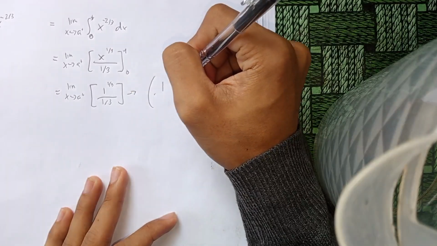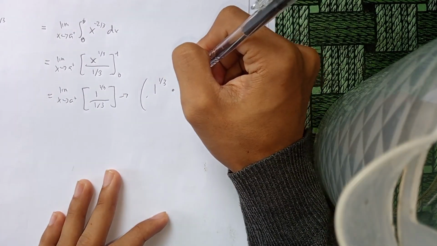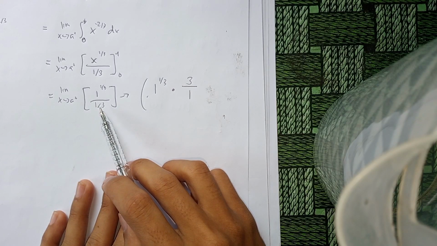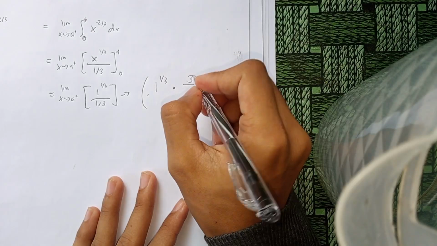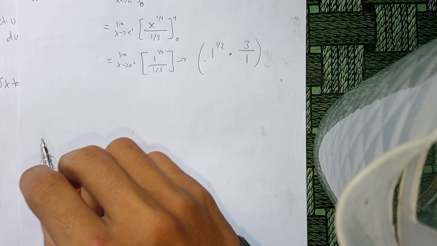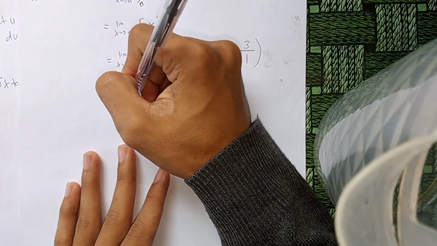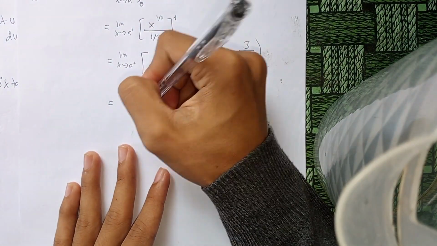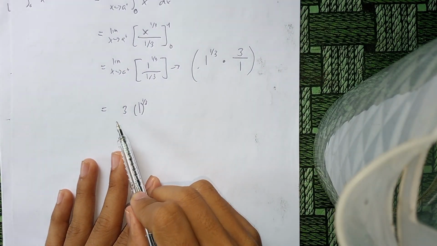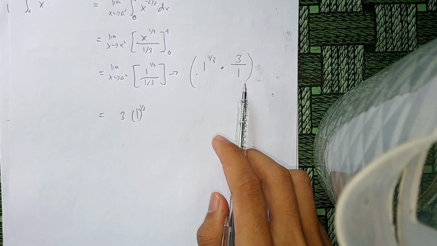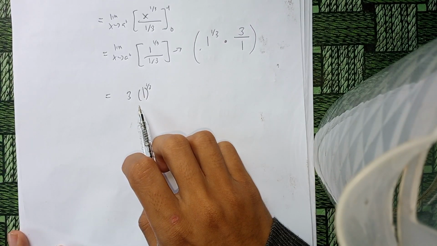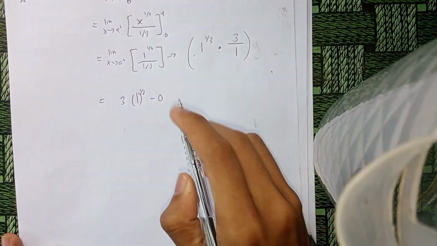So 1 to the power of 3 multiplied by 3 over 1. So reciprocal. Then the answer will become 3 to the power of 1/3 over 1. But we can consider not writing the denominator 1, since it is 1. Okay, so then minus 0 for the other boundary.